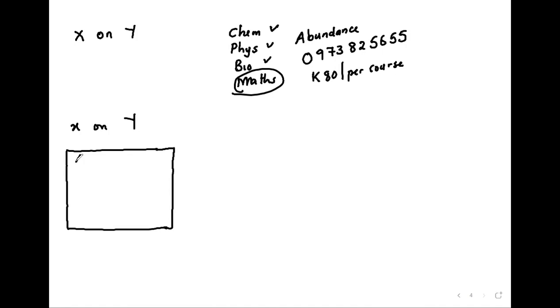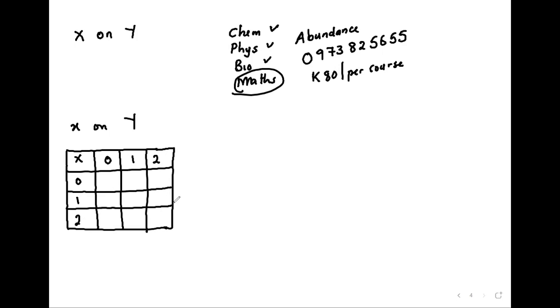On Y, so I put multiplication here, and then 0, 1, 2. And then 0, 1, 2. So we multiply 0 by 0. 0 by 0, we get 0. 0 by 1, we get 0. 0 by 2, we get 0. 1 by 0, we get 0. 1 by 1, 1. 1 by 2, 2. And this one I use because it's 9 times table. So 2 by 0, 0. 2 by 1, 2. And 2 by 2, 4.